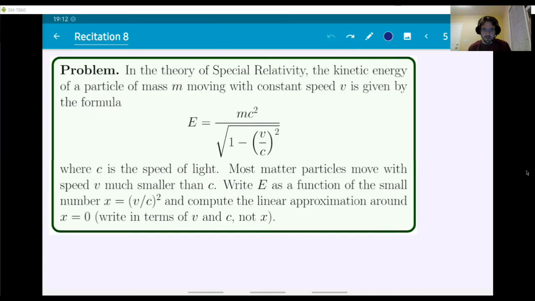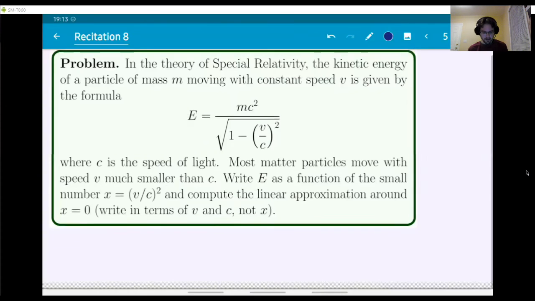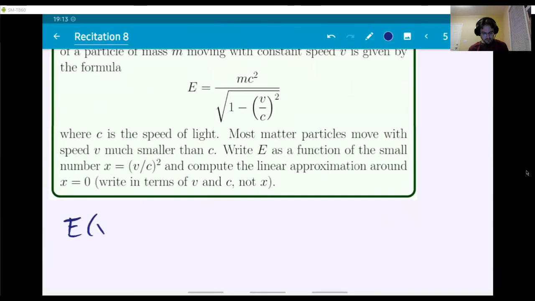So E is just an expression. Now, what actually happens is that most matter particles will have a speed v much smaller than c. So this number here, v over c squared, is a really small number. So what this question is asking now is, write E as a function of the small number x, v over c squared. Let's call that x. First of all, write E as a function of that, and then compute the linear approximation around x equals 0. And then finally write it in terms of v and c and not x. This is just the last step for us to see what happens. So anyway, writing E as a function of x is very simple.